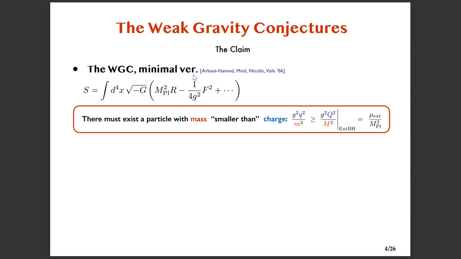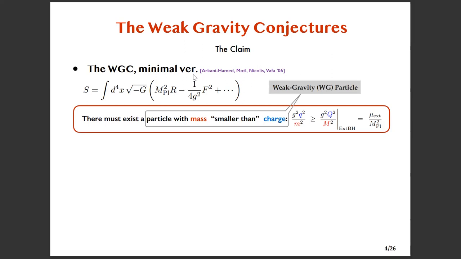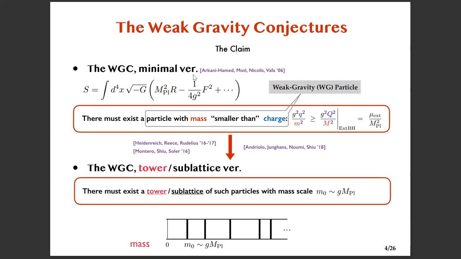And for simplicity, such a particle with more charge than mass, I will often refer to as a weak gravity particle. Note that we are considering effective field theories in four dimensions here. And in a general dimension, we just need to adjust the powers of M Planck here and there. So such a minimal version was later on strengthened, as we heard from the previous talk, to the tower version.